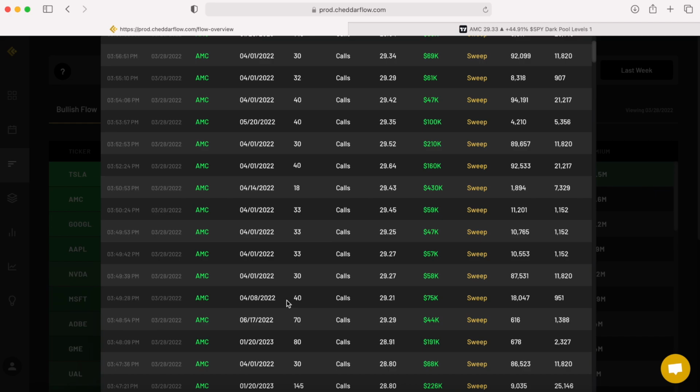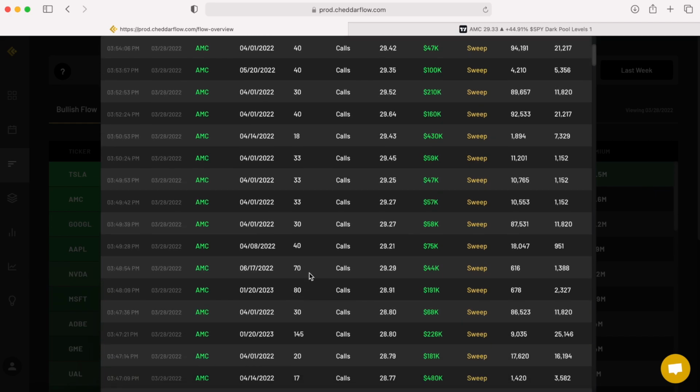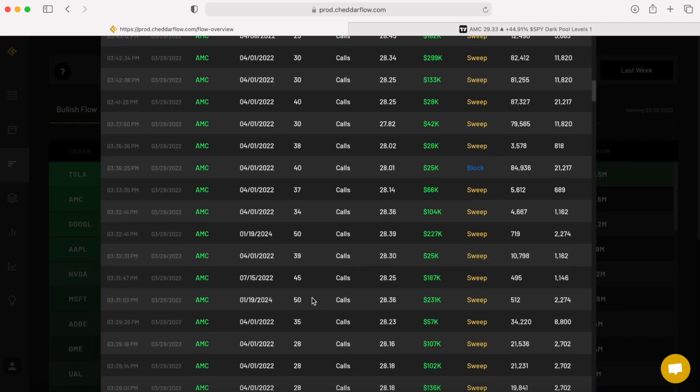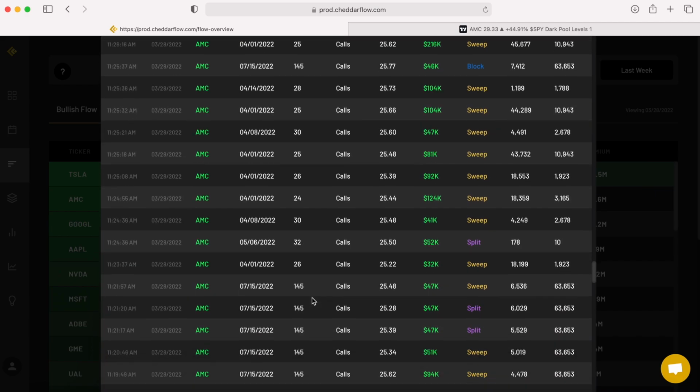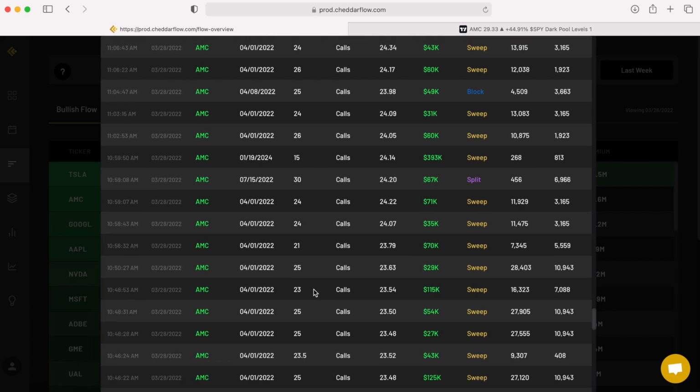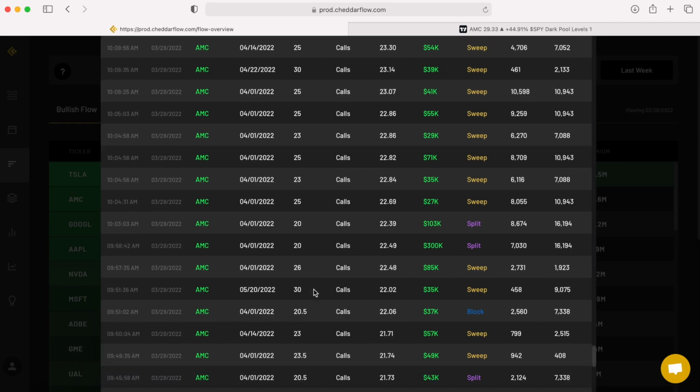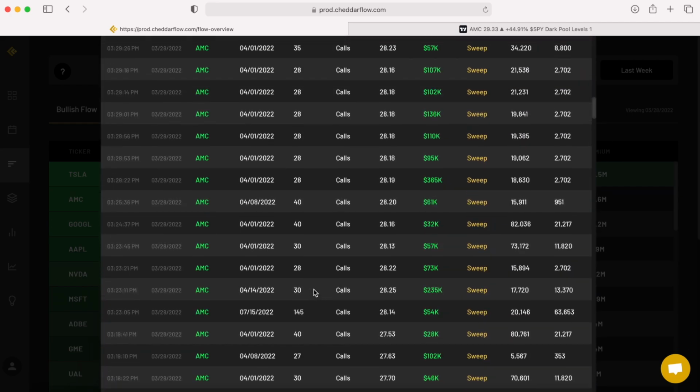And looking at the flow, a lot of people bullish on that 40. We had a 70 and 80 call right here. So that's pretty incredible, but very bullish today. Look, just scrolling through, all of these are over $25,000 worth of premium on each of these. Some of them even in like the 500,000 plus range. So pretty incredible that all of this happened today on AMC.